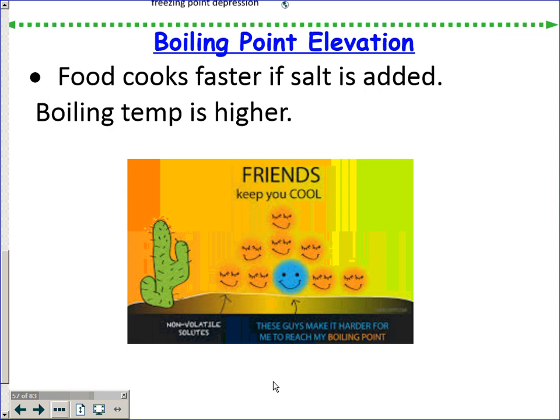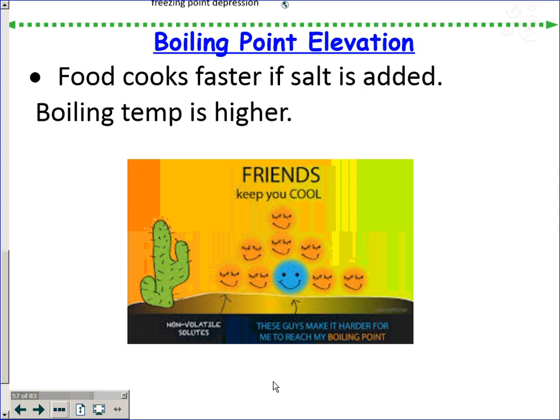So this is just an example for your boiling point elevation. We specifically would want to elevate the boiling point for situations where we want to maintain a steady hot temperature, and so boiling is kind of crazy sometimes. So the one that we often use is the boiling point of cooking spaghetti.